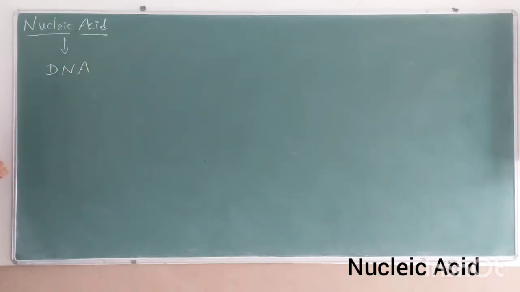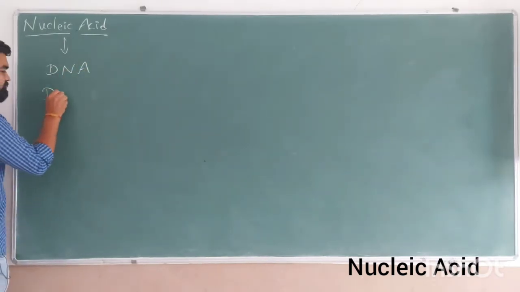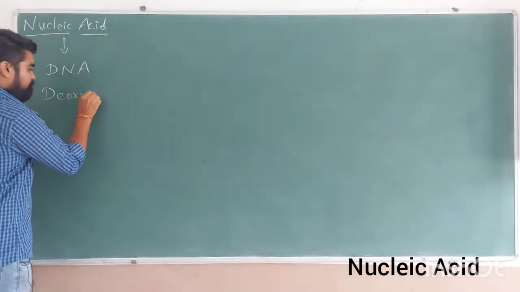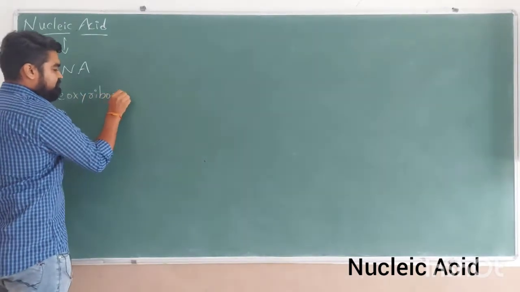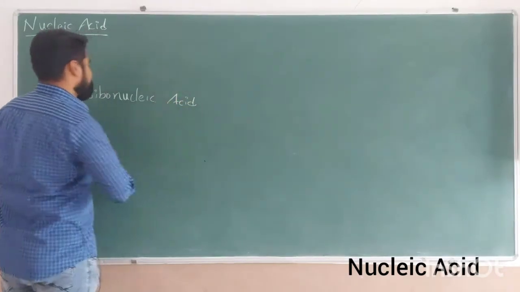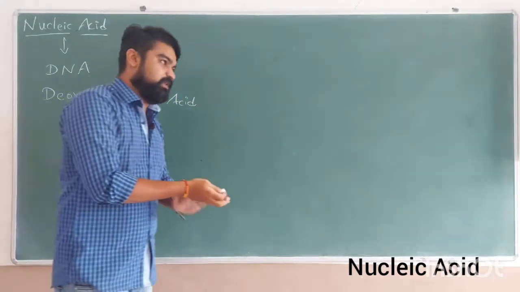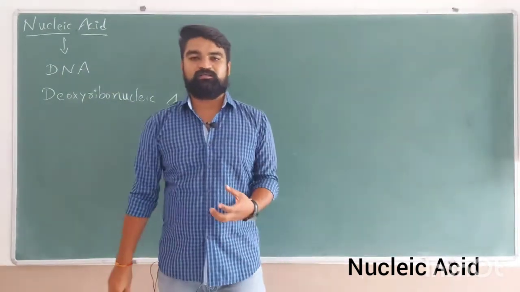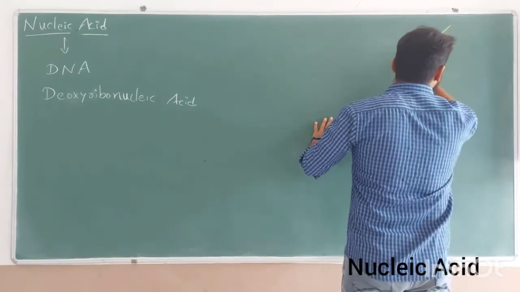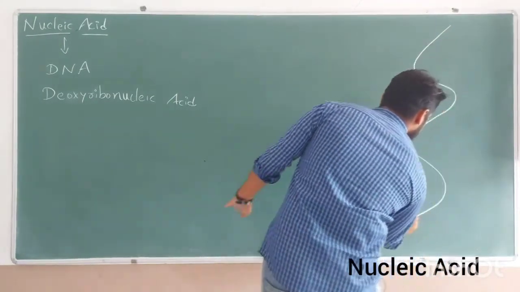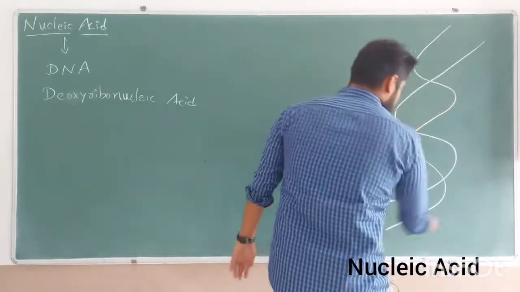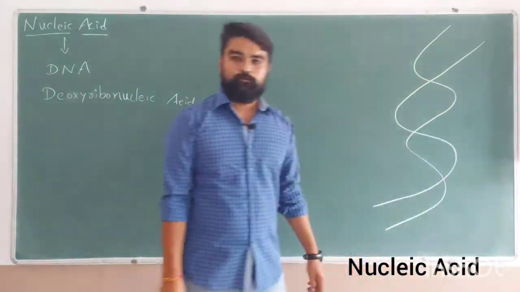By now we all should know that the full form of DNA is deoxyribonucleic acid. That's why it is called DNA. Another form of the nucleic acid is RNA. Today we are going to discuss how DNA is and what its structure is. This is how the DNA is.